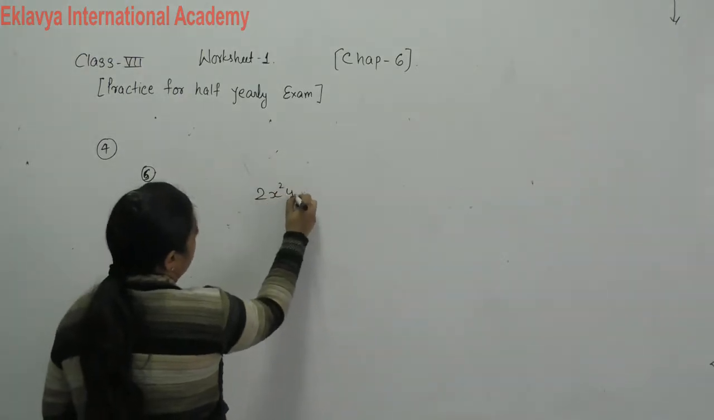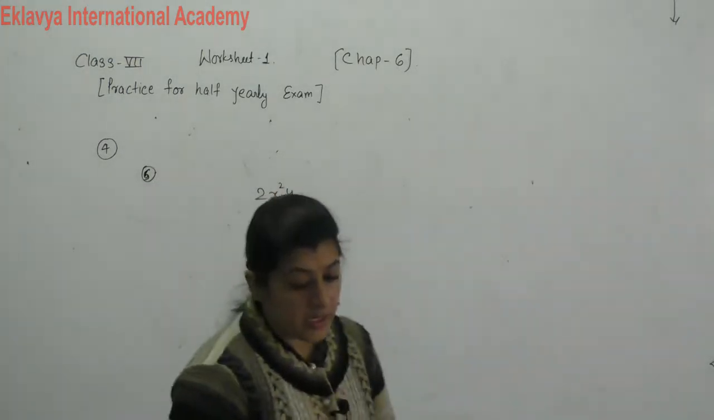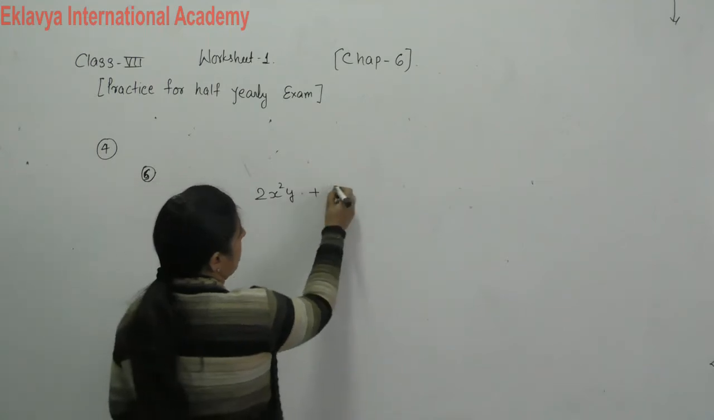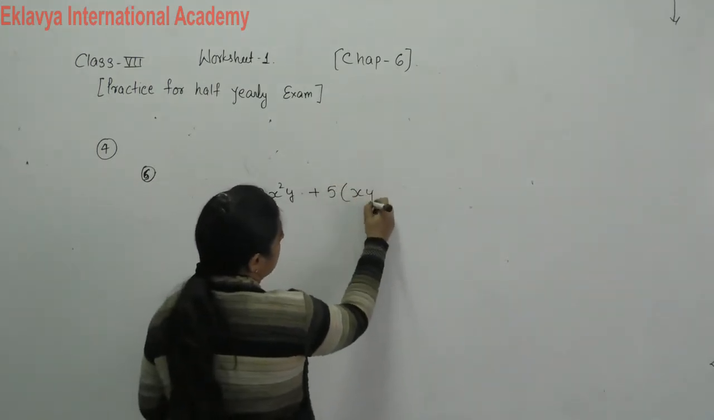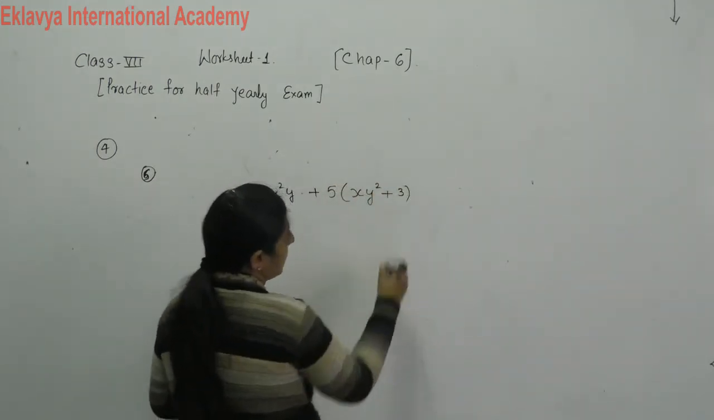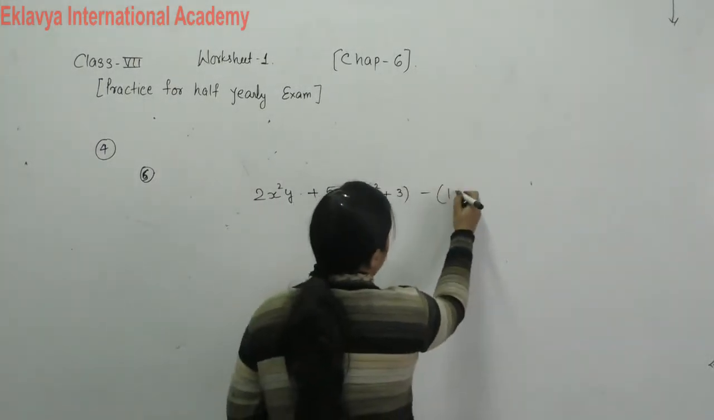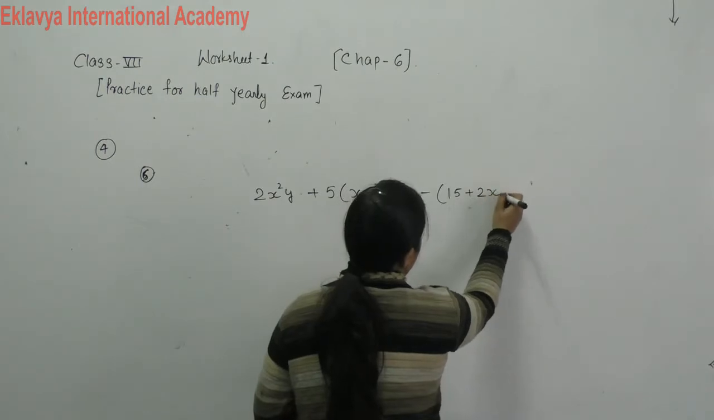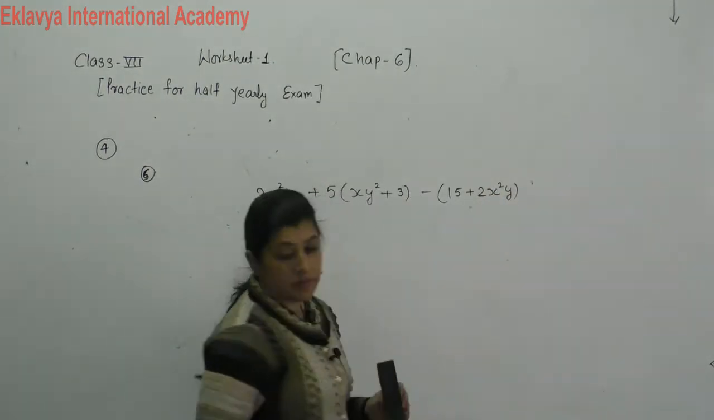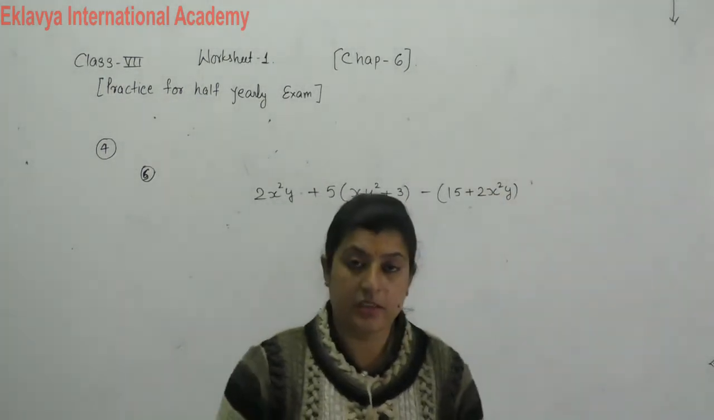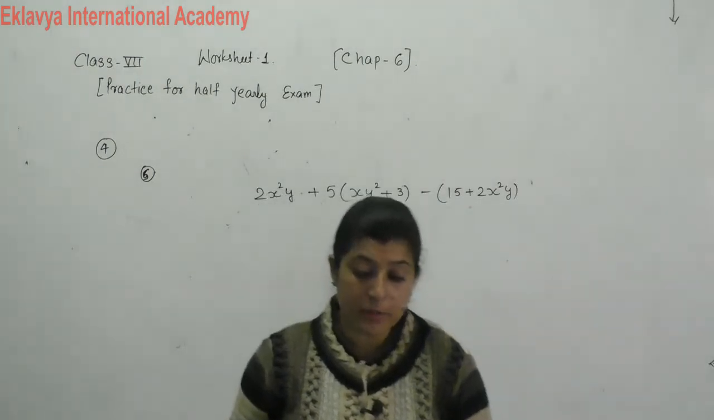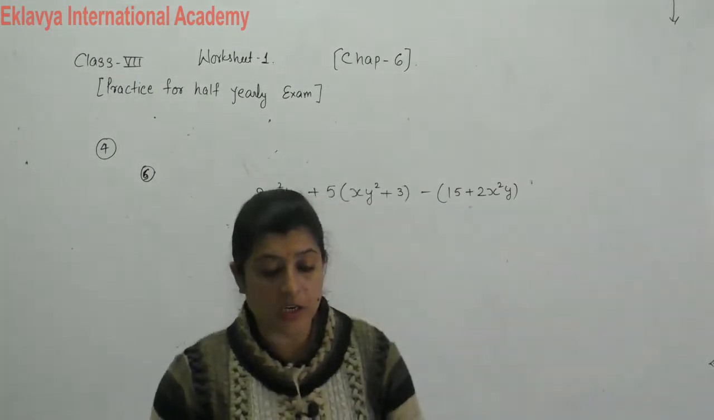2x square y plus 5xy square plus 3 minus 15 plus 2x square y is A. Options: monomial, binomial, trinomial, none of these.